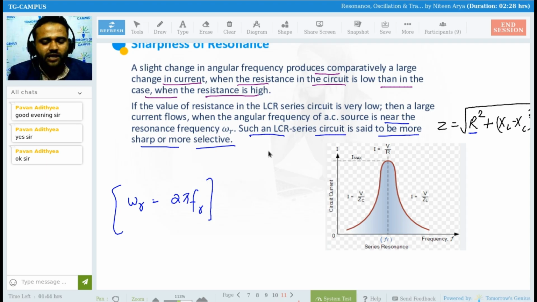What is the meaning of saying more sharp or more selective? We select only this particular condition, or only this range, and that is a very small range. Is this clear, everyone? So that is the sharpness of a series LCR resonant circuit. Just type yes if it is clear, and if you have any question, just type no and you can ask.